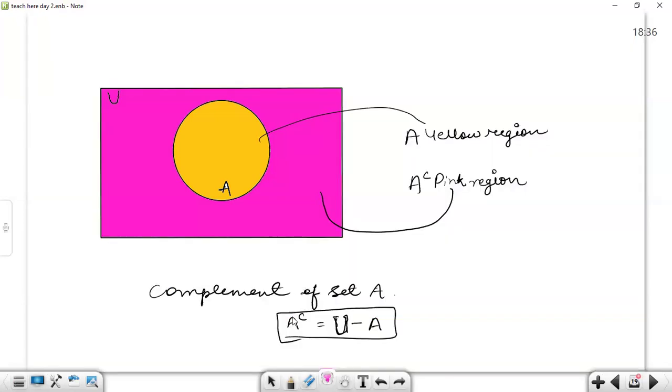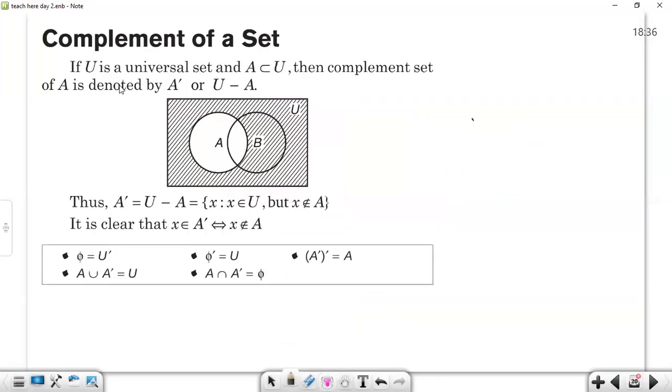Okay. So if U is a universal set and A belongs to the universal set, then complement of set A is denoted by A dash, or A raised to C also, or U minus A. Now in this universal set, if we are taking the complement of set A, basically we are taking everything in the universe except the set A.